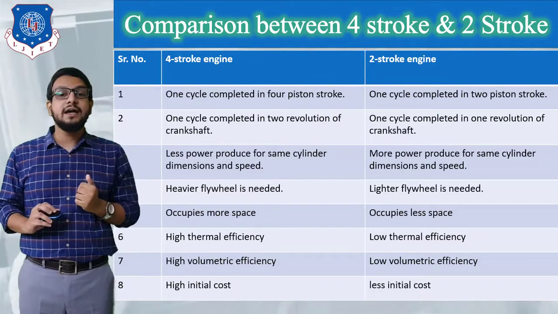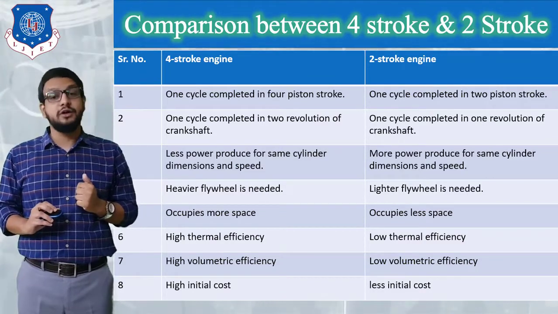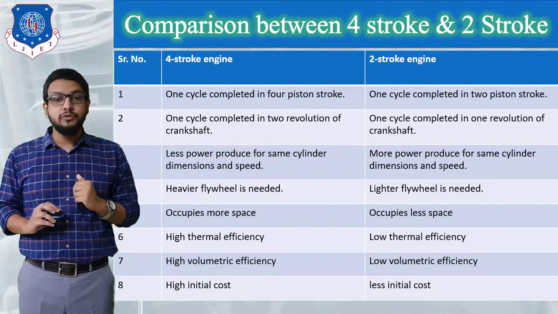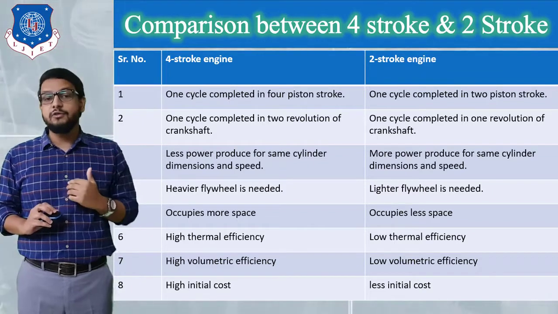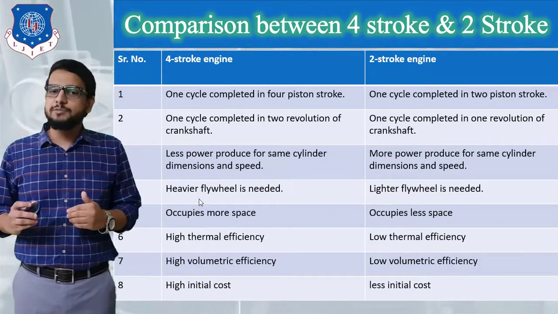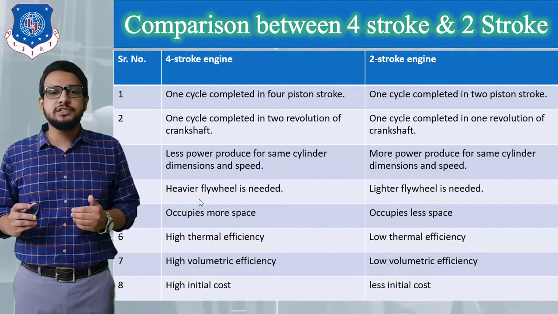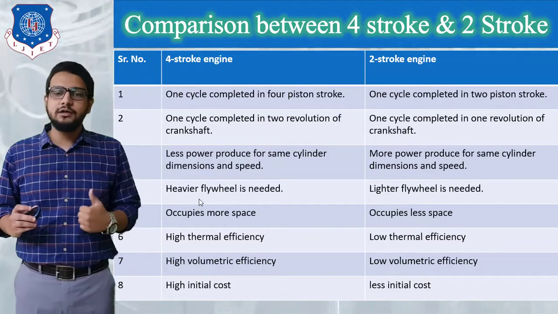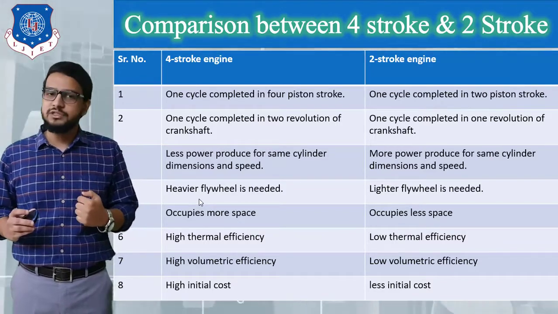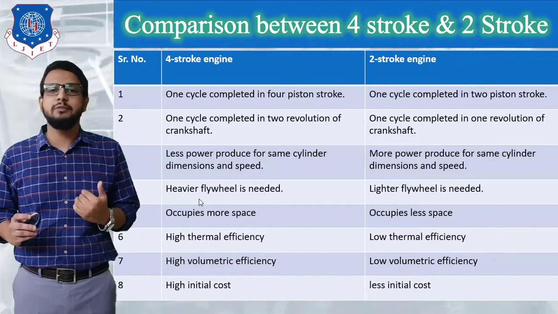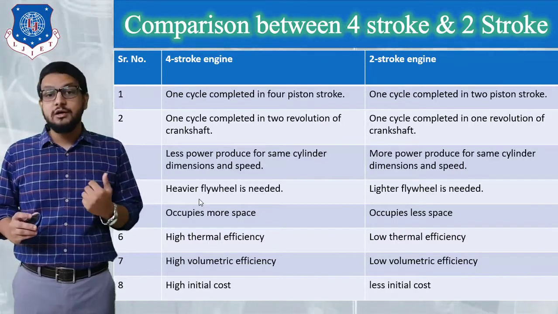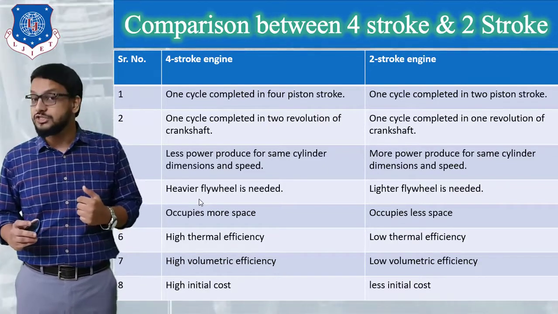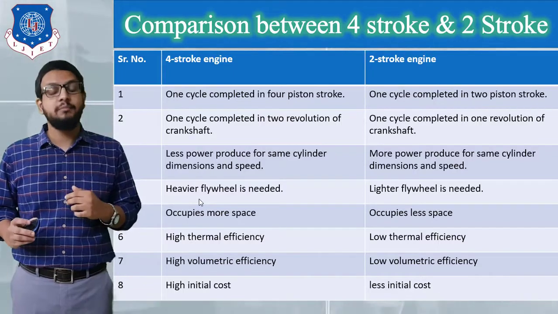Second point, one cycle is completed in 2 revolutions of the crankshaft in a four-stroke engine, whereas in a two-stroke engine one cycle is completed in 1 revolution of the crankshaft. Next point, less power is produced in a four-stroke engine for the same cylinder dimensions. Same dimensions means same bore diameter and same stroke length. Power generation in a four-stroke engine will be lesser, whereas in a two-stroke engine more power is produced for the same cylinder dimension and speed. Almost double power is generated in a two-stroke engine.